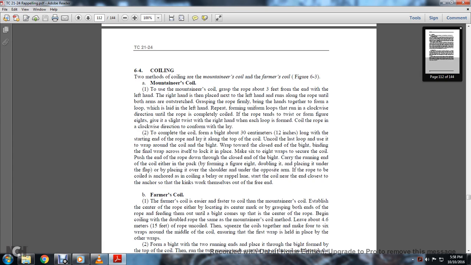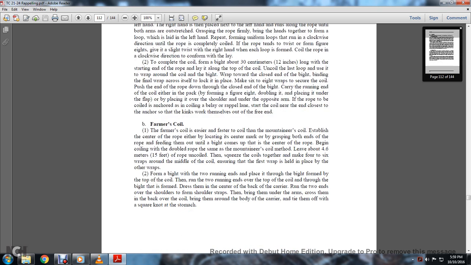Carry the running end of the coil either on the back by forming a figure 8, doubling it up, or placing it under the flap. Place it over the shoulder and under the opposite arm. If the rope to be coiled is anchored, as in coiling a rappel line, start the coil near the end closest to the anchor so that the kinks work themselves out toward the free end. Farmer's coil. The farmer's coil is easier and faster than the mountaineer's coil.